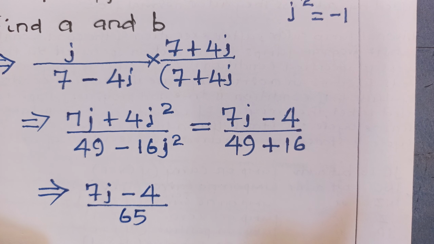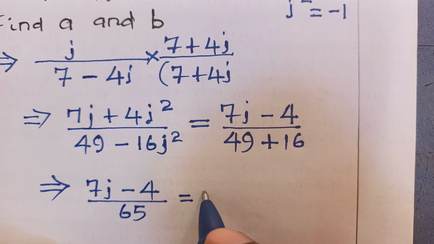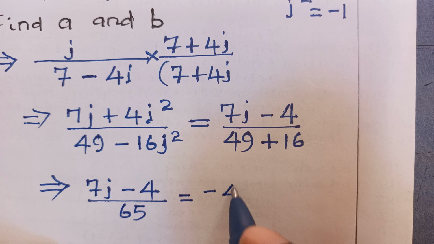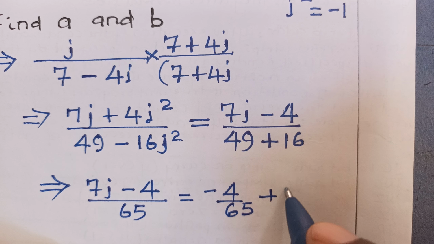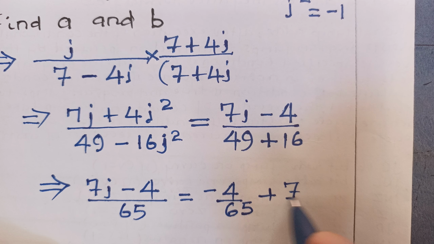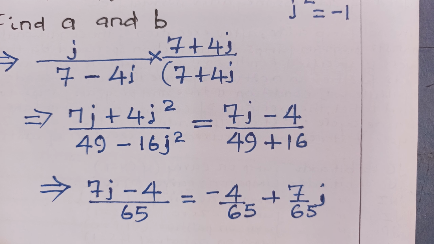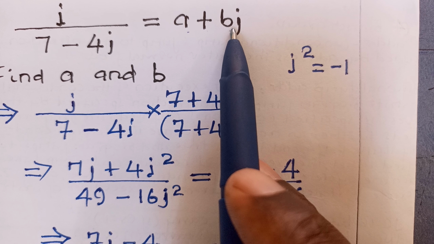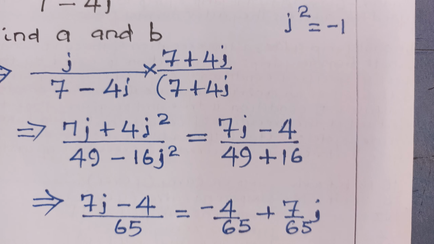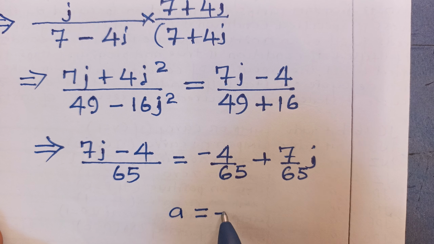And therefore, separating the real part and the imaginary part, we shall have -4 all over 65 plus 7 over 65j. Guys, we are asked to find a as the real part and b as the imaginary part. And so the real part, guys, is going to be a equals -4 over 65.